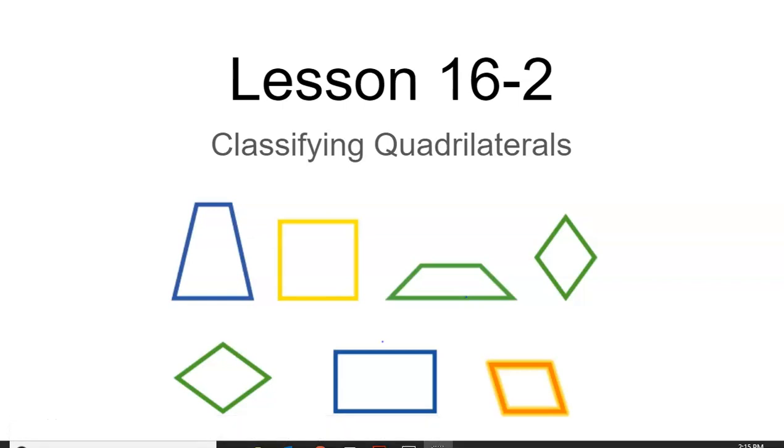Hi, fifth graders. Today is lesson 16-2, Classifying Quadrilaterals. Today will be a lot like yesterday. I will ask you to pause the video, write down the vocab words and the definitions, draw an example, and then push play again when you're ready.